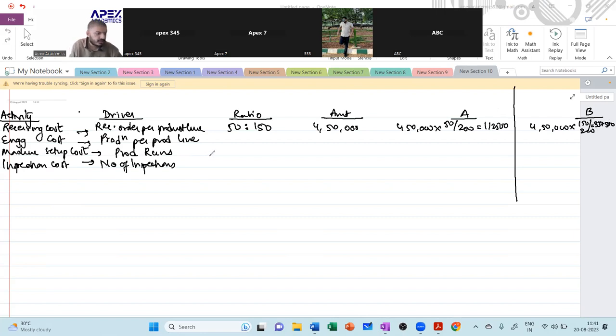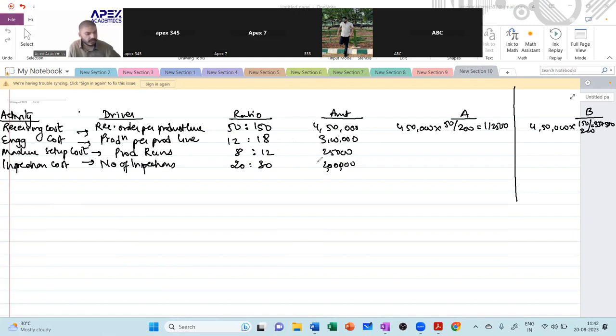Now, engineering cost similarly is a total of 3 lakhs, which is based on production per product line, that is in the ratio of 12:18. Machine setup costs are in the ratio of 8:12 for a total cost of $25,000. And the inspection costs are based on number of inspections, which is 20:30, and the total inspection cost here is $200,000.